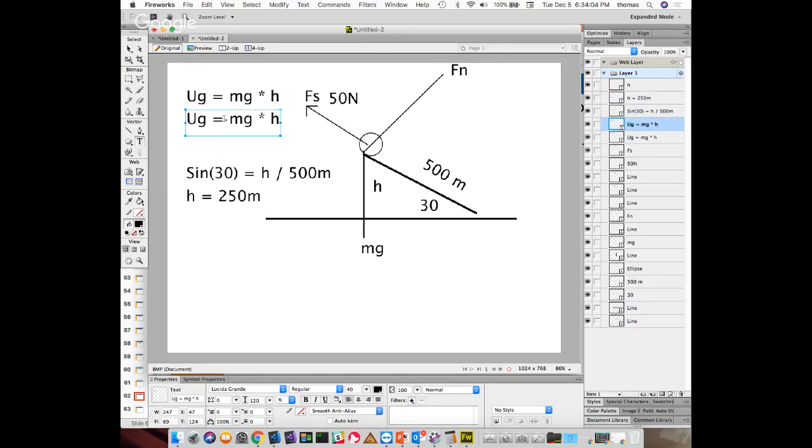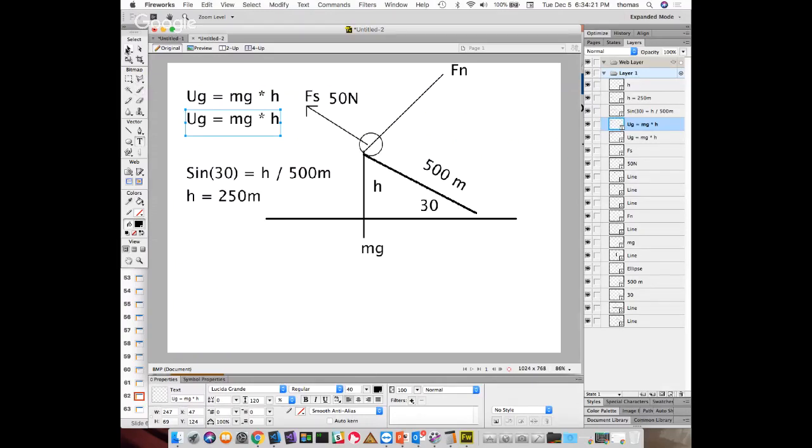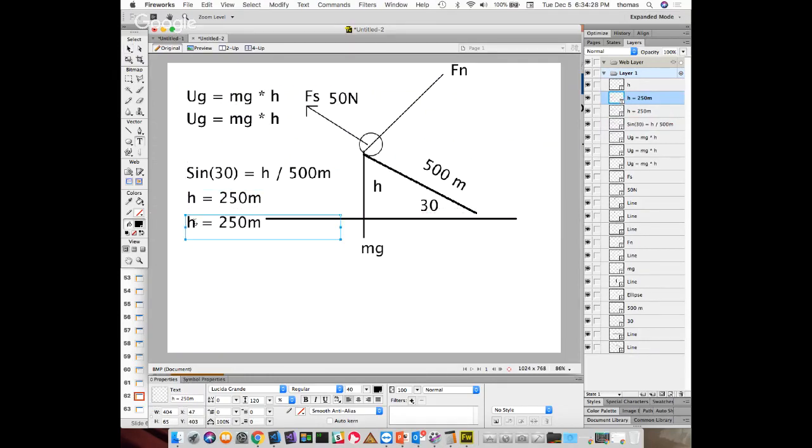We can say that UG is equal to the mass of the bike, which we know is, we say 50 kilograms? How much did we say? 90 kilograms. We didn't write that down. Sorry, that's my mistake. We also know that mass, we'll put this down here. We figured this out. We know that mass is equal to 90 kilograms. Okay, know that. So now we can figure this out.